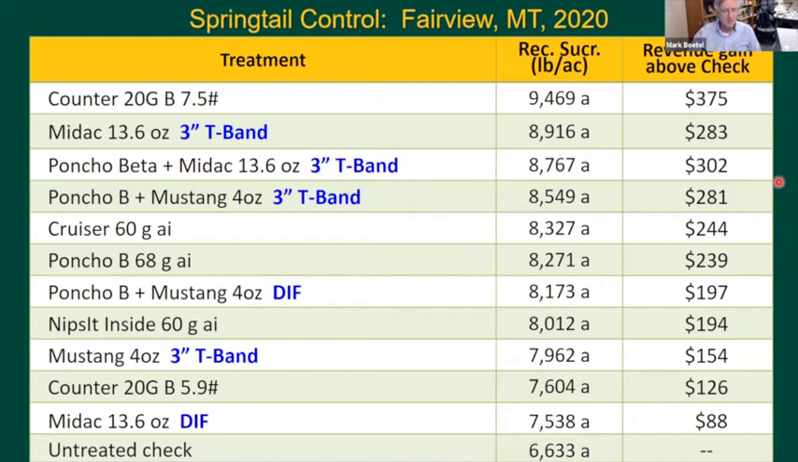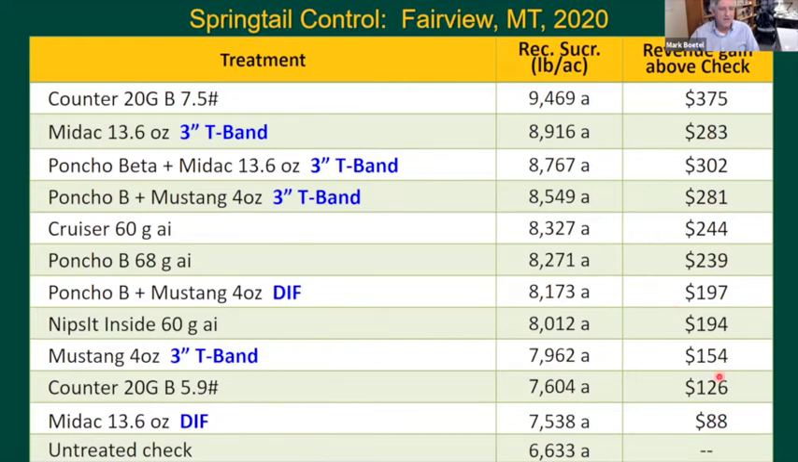The springtails are a complex, there are many species, and thus far what we've seen is they have a different species out there in the Mondak growing area. We had a lot of variability at this site, not only in the springtail infestation, but within some of the plots as well, as far as agronomic things. As you can see here, I'm just focusing on yield and then revenue. The revenue gain is that above the untreated check. So we just subtracted the gross revenue gained from the untreated check.